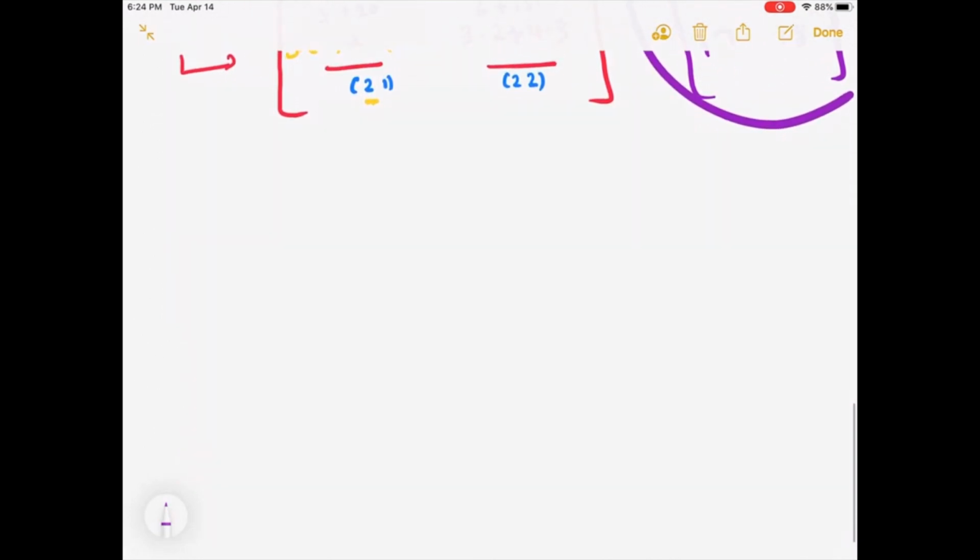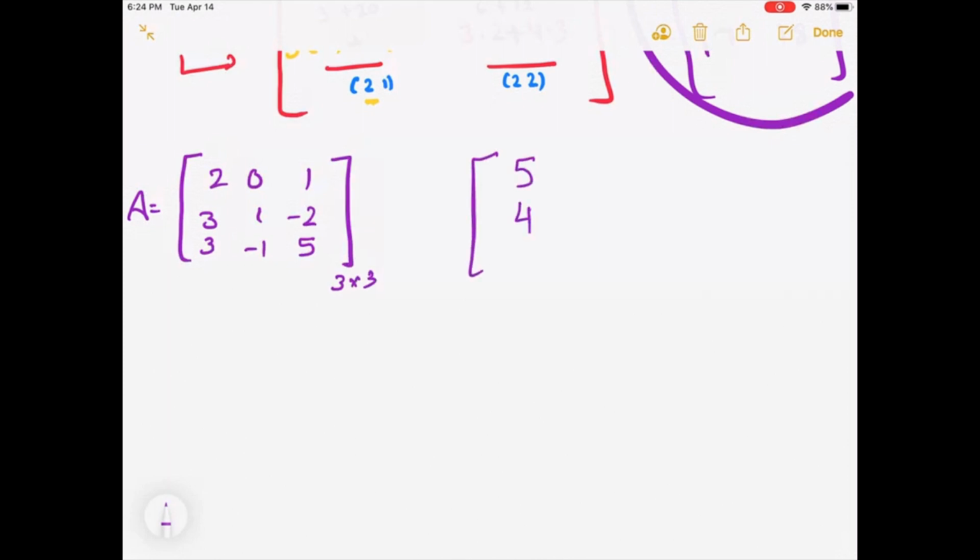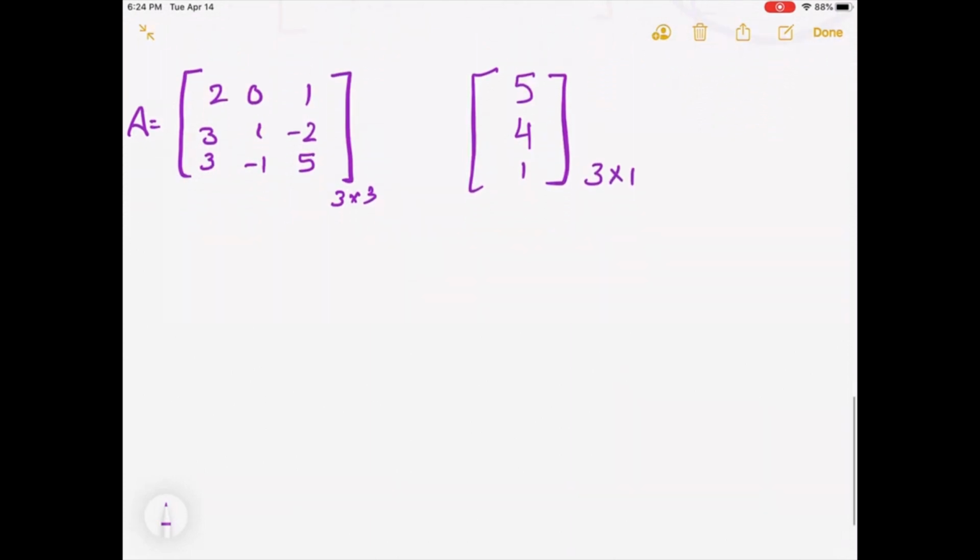So let's say I have this matrix, which is matrix A. I have 2, 0, 1, 3, 1, -2, 3, -1, 5. This is 3 by 3. Matrix B is 5, 4, 1, and this is 3 by 1. Let's check if we can multiply or not. Let's check inside numbers first. I have 3 match up with this 3. Yes, we can multiply. So my answer matrix would have 3 rows and 1 column.